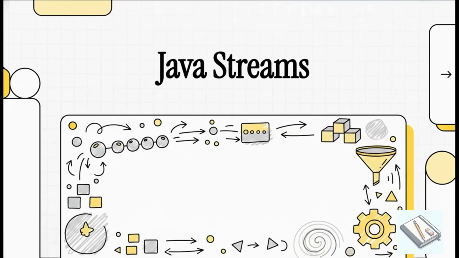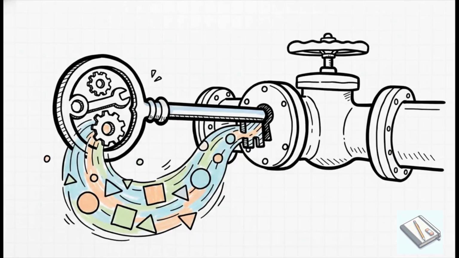Today, we're making a massive jump. We're going from those clunky procedural loops we're all used to, straight into sleek declarative processing with Java streams. So previously, we learned all about Lambda expressions and functional interfaces, right? Well, now it's time to actually use them. We're going to leverage them to process collections way more efficiently using streams.